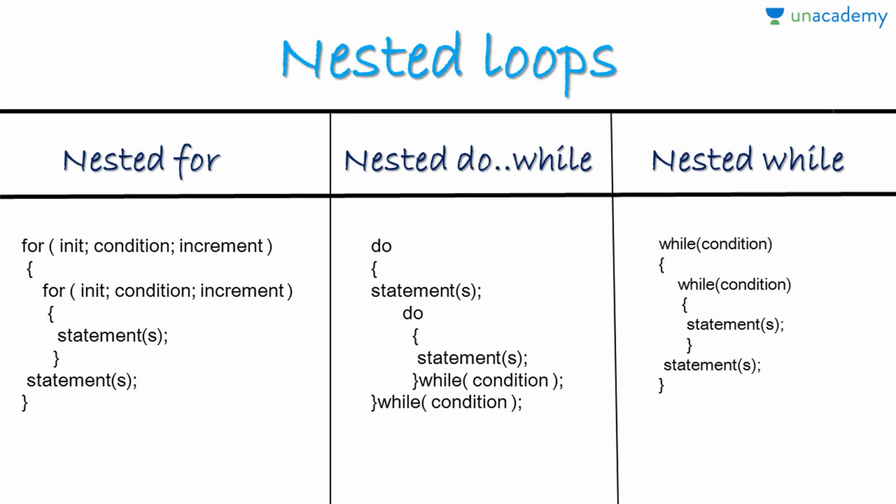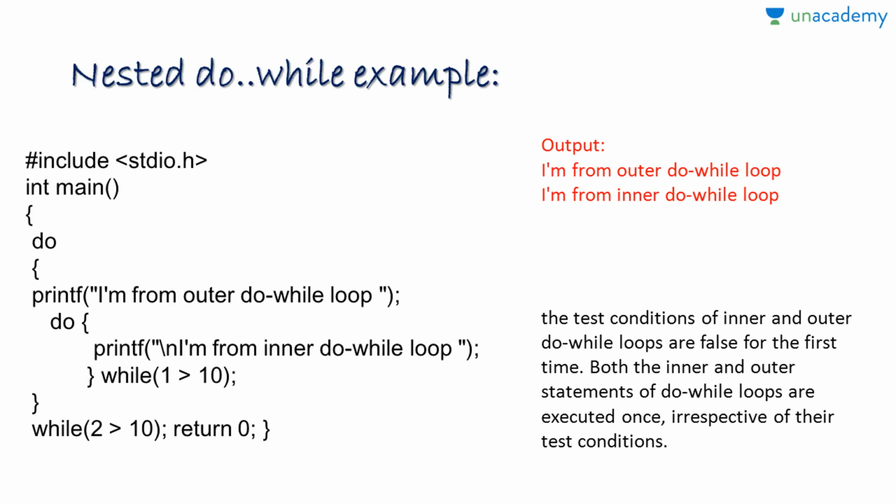So now we learn about nested loops. We have three nested loops: nested for, nested do while, nested while. So as we learned, nested loops basically means a for in a for loop, a do while in a do while loop, a while in a while loop. So first we learn about the nested do while loop.